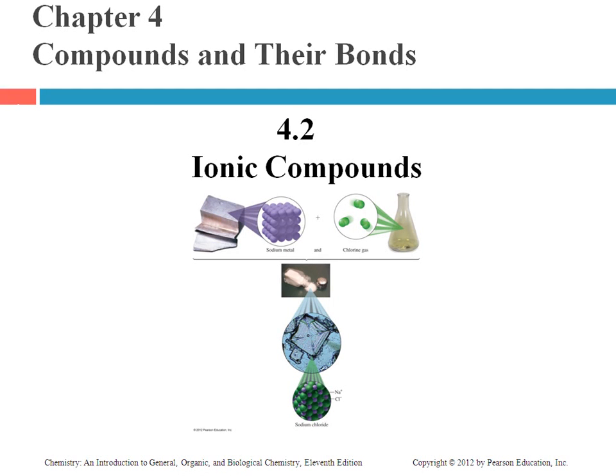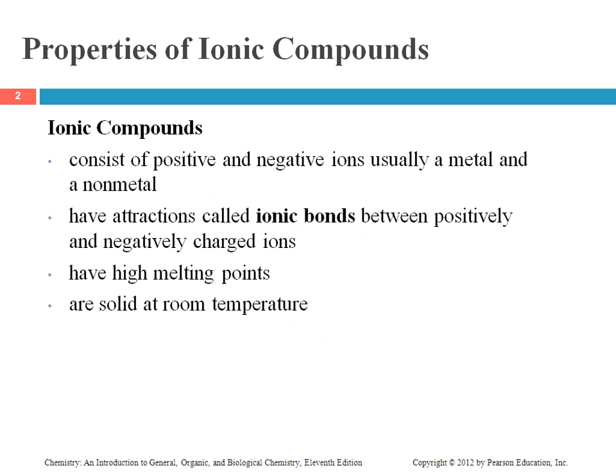Welcome to Chapter 4, Section 2 on ionic compounds. Chemical bonds can be defined as ionic bonds or covalent bonds. The first bonding that we're going to talk about is ionic bonds and ionic compounds. Ionic compounds consist of positive and negative ions, usually a metal and a nonmetal, and the attraction called an ionic bond is between the positively and negatively charged ions.